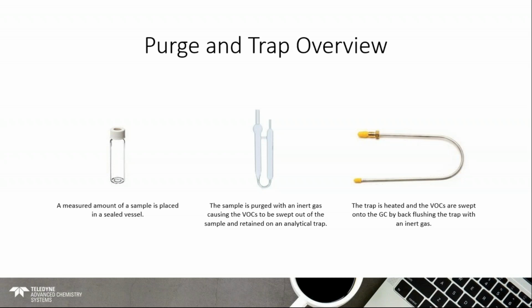So, what is Purge and Trap? It begins with a measured amount of sample being placed in a small vial or vessel. Then the sample is purged with an inert gas, causing the VOCs to be swept out of the sample and carried to an analytical trap. Upon desorb, the trap is heated and the VOCs are swept onto the GC by backflushing the trap with an inert gas. The purging gas that was used for this demonstration was nitrogen.